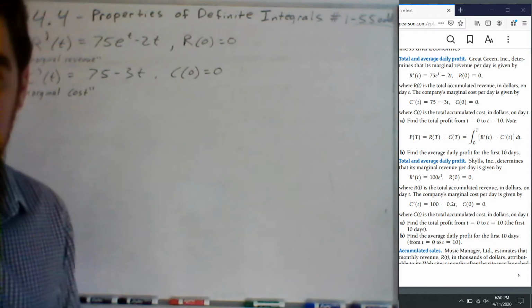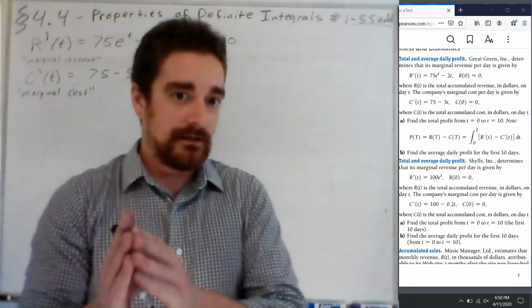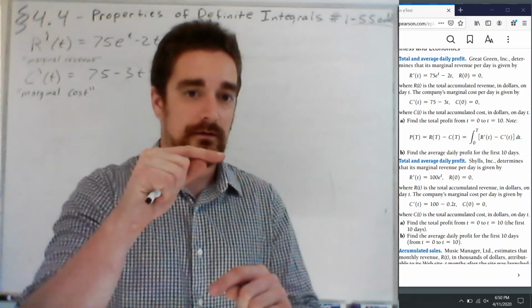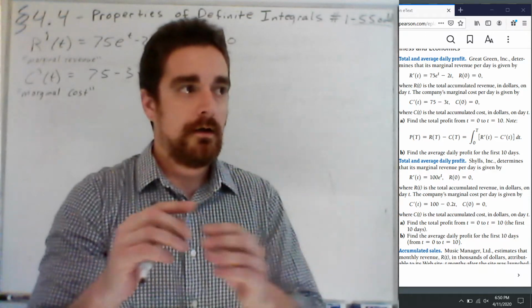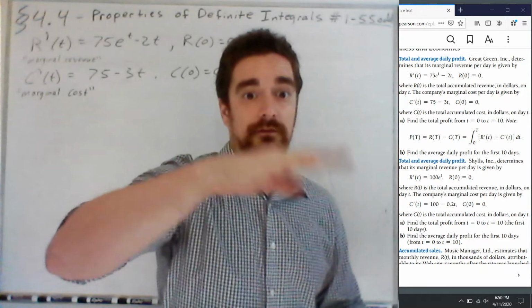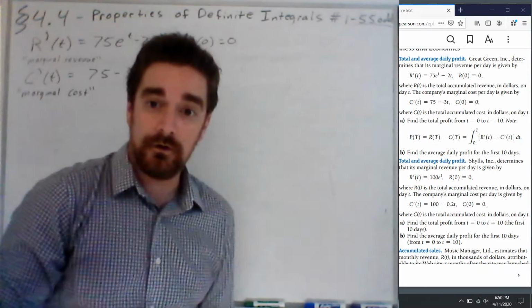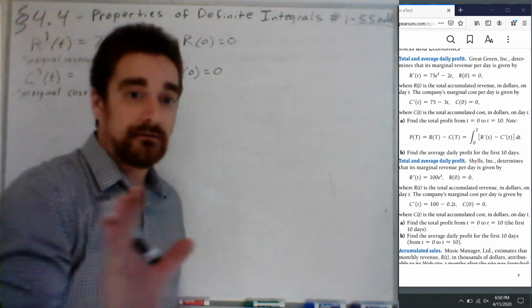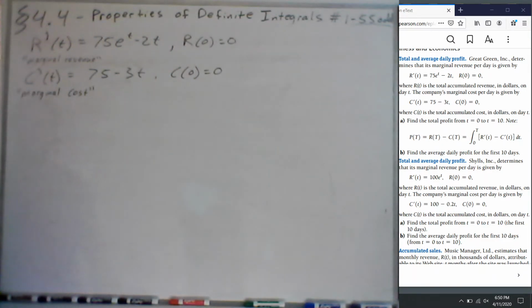But the key thing here is it's asking for total profit, not just the profit at day 10, right? At day 10, all you'd have to do is find the profit function and plug in 10. But we want to know the total accumulated profit, all the profit that's happened from 0 to 10 days, all accrued. So we need to integrate. We need to find basically the area under the curve, right? So if we want total profit, the first thing we need to do is find the profit function.